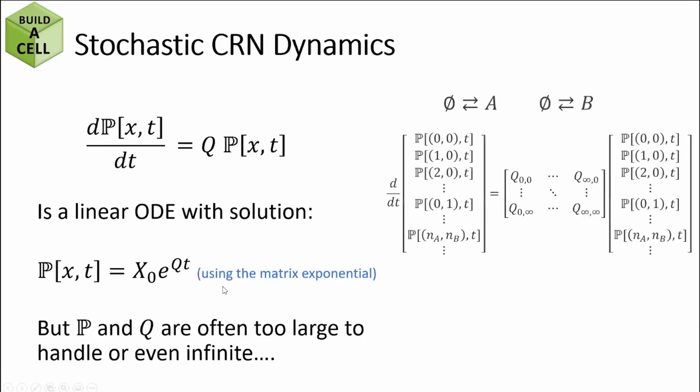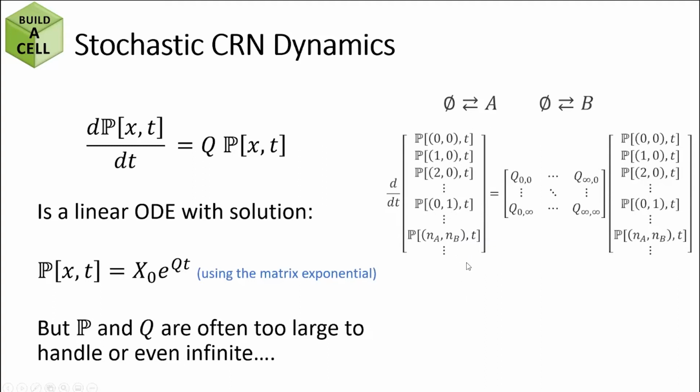To give you an example, here's a very, very simple CRN that has infinite vectors. If I have nothing goes to A and A goes to nothing and nothing goes to B and B goes to nothing, here's my probability distribution. I have a probability that I have 0 of both. I have 1 A and 0 B's, 2 A's and 0 B's, all the way down to an infinite number of A's and 0 B's, or I could do the same thing, 0 A's and 1 B, all the way down, or n A's and n B's, or an infinite number of both.